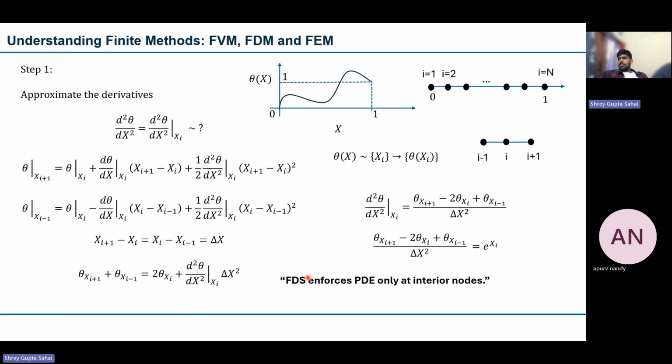So a finite difference scheme enforces PDEs only at interior nodes. Interior nodes means that there will be boundary nodes also, right? There will be a node at the two boundaries. So in the finite difference scheme, we use the partial differential equations at the nodes except the boundary nodes, and there we had this form, and this essentially is a set of linear equations in theta i's where i varies from 1 to n minus 1.